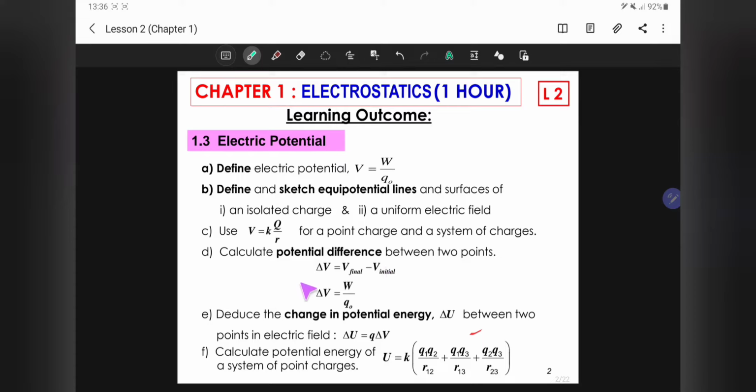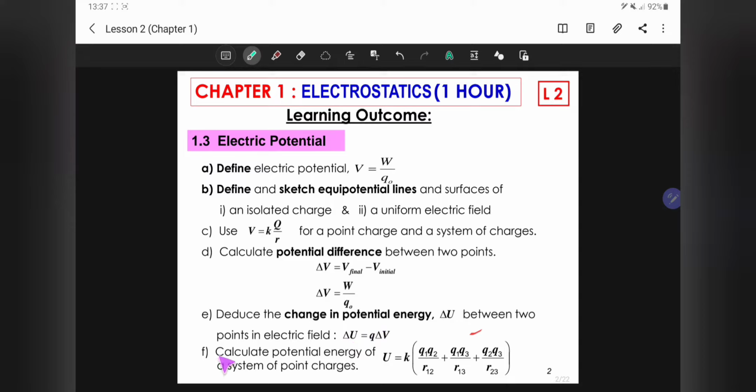And then for the fifth one, students should be able to deduce the change in potential energy, and the symbol is delta U. So don't be confused: V representing potential, U representing potential energy. We need to know how to deduce the change in potential energy between 2 points in an electric field. So this is the equation of delta U, which is the change in potential energy.